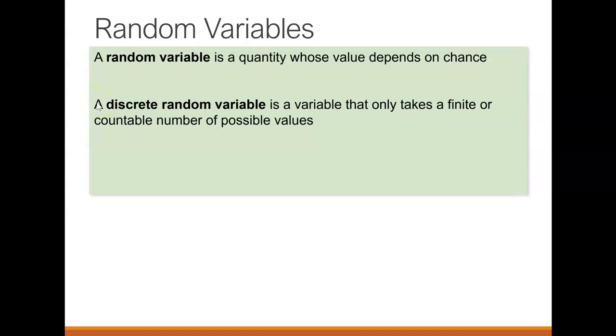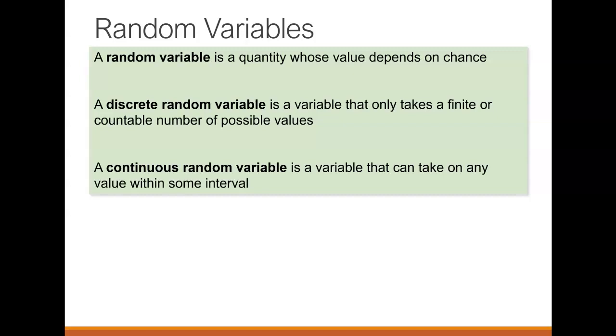A discrete random variable is a variable that only takes on a finite or countable number of possible values, like our dice rolling example we just gave. There's only 10 possible outcomes, 2 through 12, or 11 possible outcomes, I forget now. Whatever. You guys get the idea though, right?